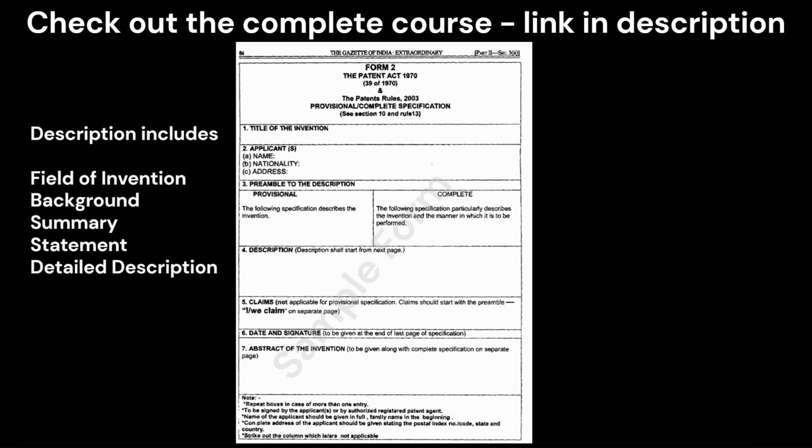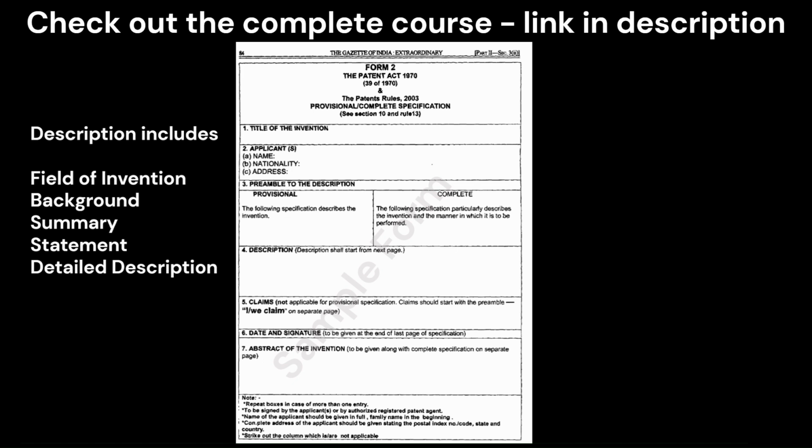Fifth, the background of the invention. The background is about explaining what problem exists in the current technology and why your invention is needed. This is how you go about with the background of the invention. Then sixth column is about the summary or objective of the invention. So you try to give a brief description about your invention. Then about the statement of invention. You have to clearly write core idea of your invention here.